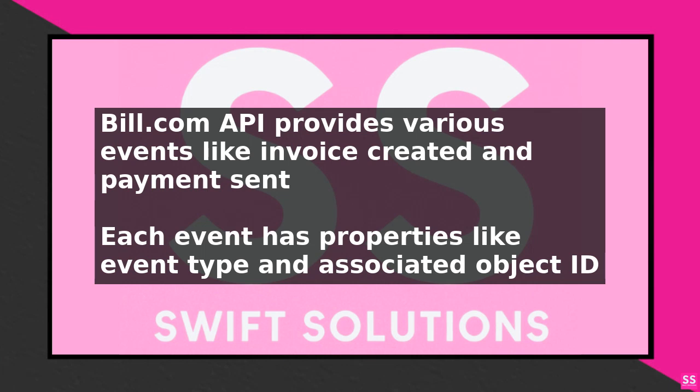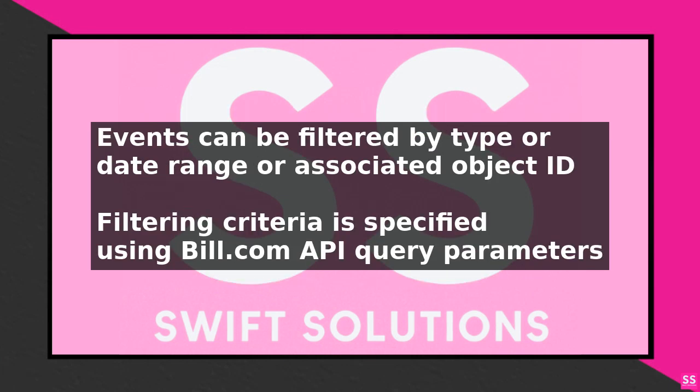Next, determine what you want to filter the events by. You can filter events by the event type, the date range, or the ID of the associated object. For example, you can filter all events of type invoice created, or all events that occurred within a specific date range. To filter events, you will need to use the Bill.com API query parameters. These parameters allow you to specify the criteria for the events you want to retrieve. For example, you can use the event_type parameter to filter events by type, or the start_date and end_date parameters to filter events by date range.